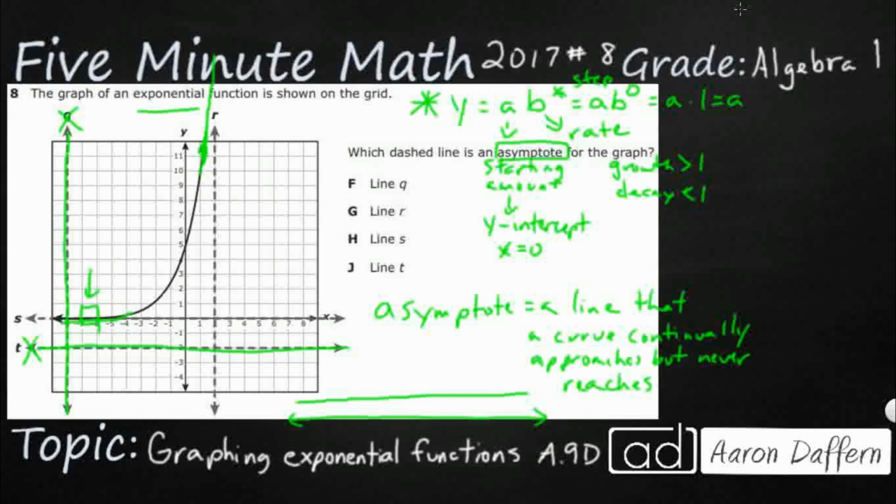This is the definition of an asymptote right here, this S line right here. It looks like it's sitting right on top of it, but if you can zoom in, it's continually getting closer, approaching it, but never really meeting it. And for most of your exponential functions, unless they do something like a +7 or whatever, it's going to be the x-axis. So that's our answer H.